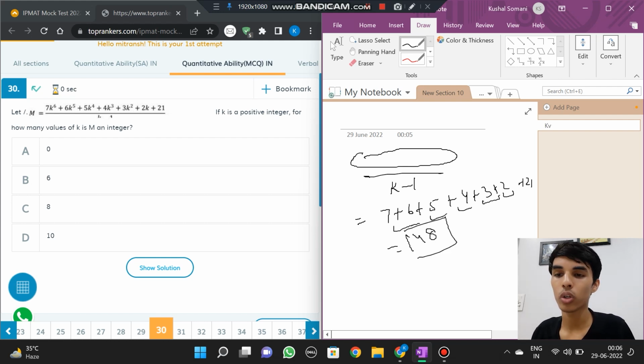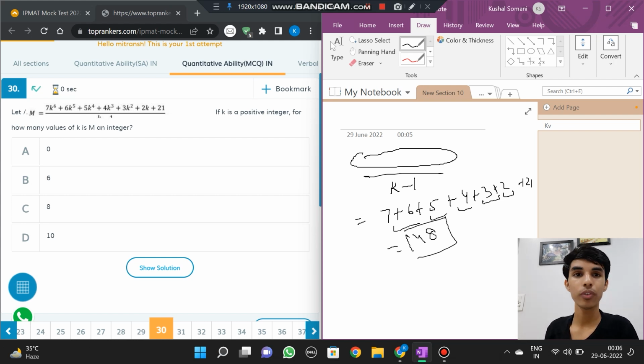If you do not know how we calculate this, or you don't know the remainder theorem, I think you might be knowing now. Since we had k minus 1 in the denominator, we take this negative part, that is 1, and put the value k equals 1 in this expression to get the remainder, and we got the remainder as 48.